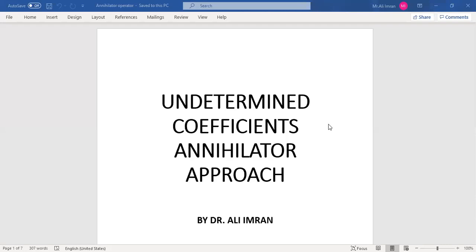In today's lecture, we will learn another technique for solving a non-homogeneous differential equation. This method is known as the undetermined coefficient annihilator approach. So let's start our today's lecture.